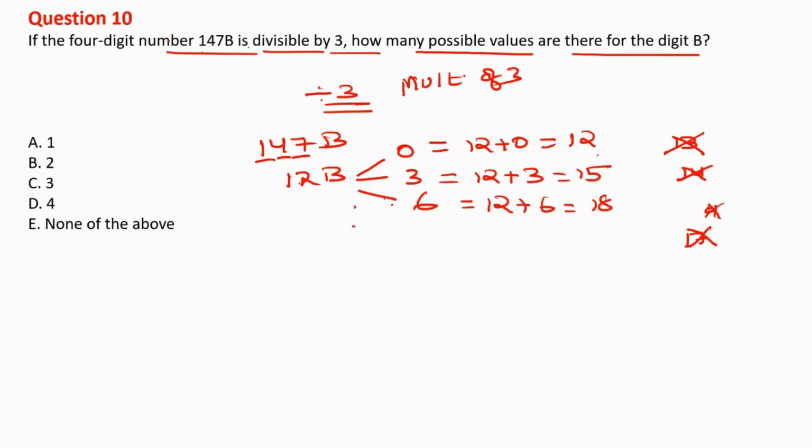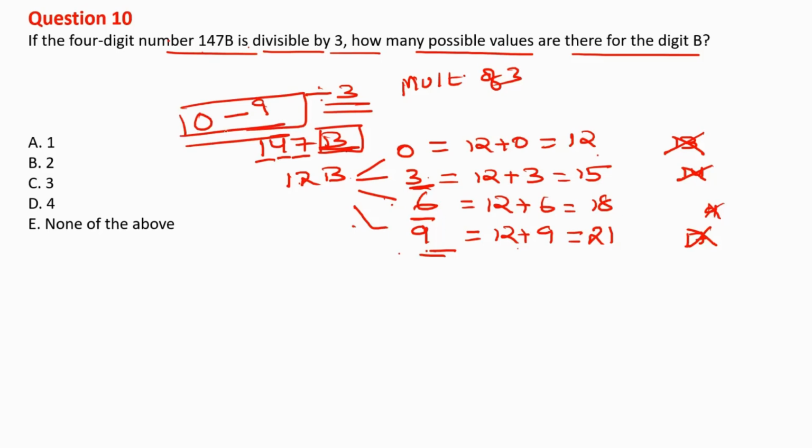Similarly, 7 and 8 you cannot take because it's already in multiples of 3. 3, 6, so most probably the last digit should be 9. 12 plus 9 is how much? Let's see, 21. That's again a multiple of 3. And obviously in one place, you cannot have two digits. It has to be from 0 to 9, a single digit. So 0, 3, 6, and 9, 4 possible values of B. So 4, option D is the answer. That was all about our demo.